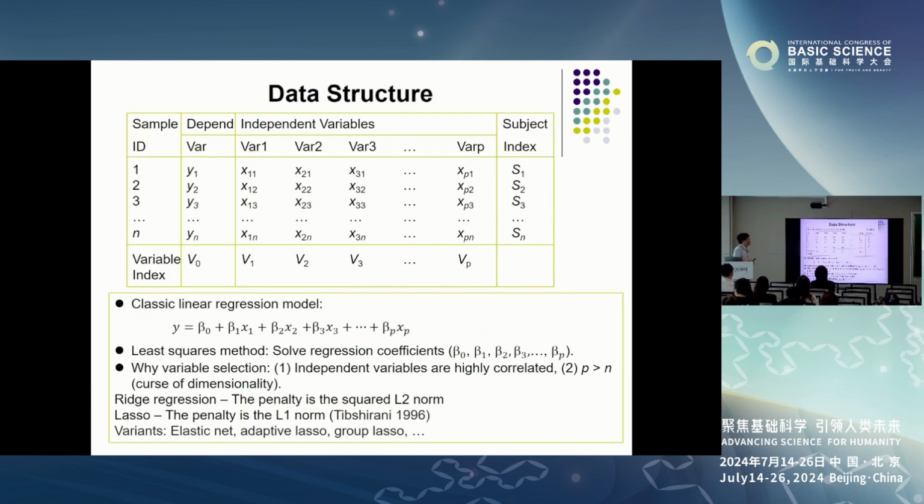Here is the data structure we collected. We have y from n samples and p x variables, so we generate the matrix like this. The classic linear regression model is just y equals beta 0 plus beta 1 x1 and so on and so forth. You may use least squares to estimate the regression coefficients, and you may incorporate model selection to choose the subset of most significant x using ridge and variable selection like lasso and so on and so forth.